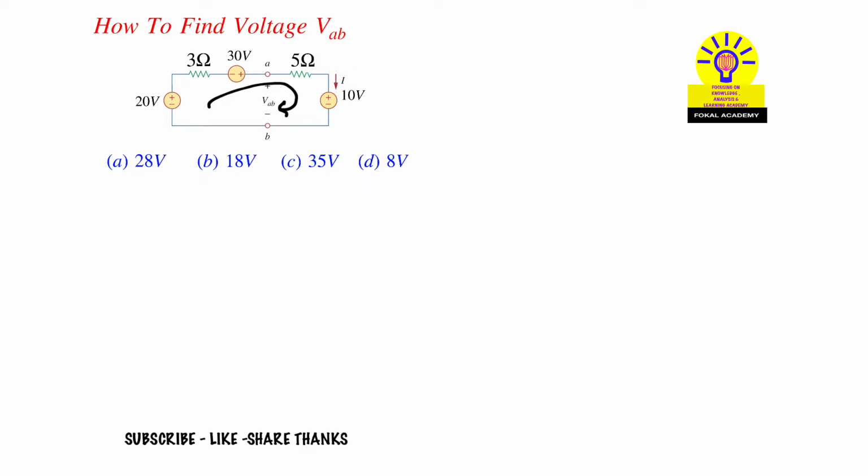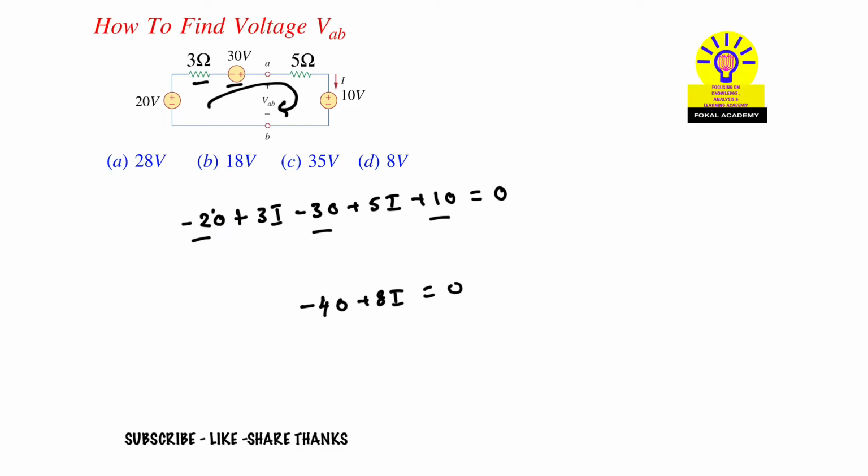Now write the KVL equation here. So here the current was entering from minus to plus in the 20 volts. So it can be written as minus 20 and plus the voltage in 3 ohms is 3 into I, and here from minus to plus, so minus 30 plus 5 into I plus 10, that's equal to 0. Now it becomes minus 50 plus 10, nothing but minus 40 plus 8I equal to 0. So from this we get 8I equal to 40, so I equal to 5 amperes.